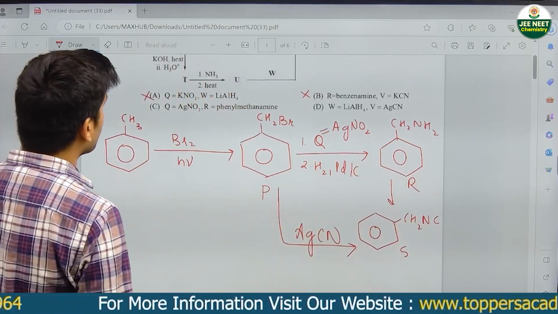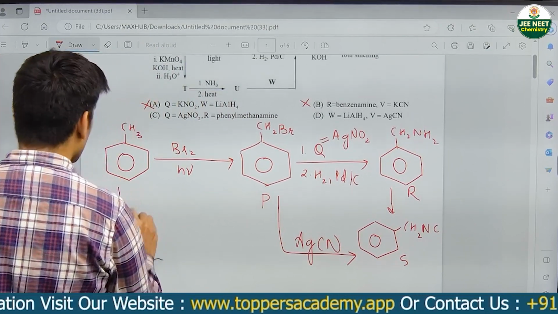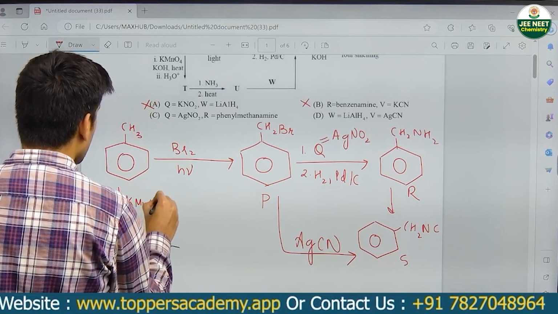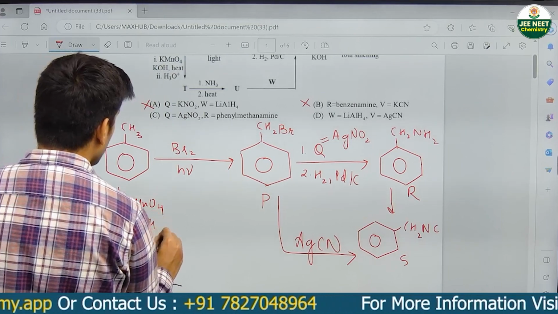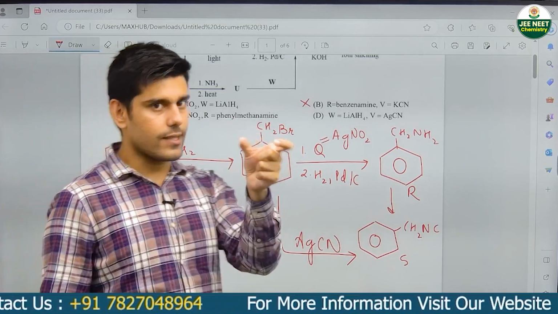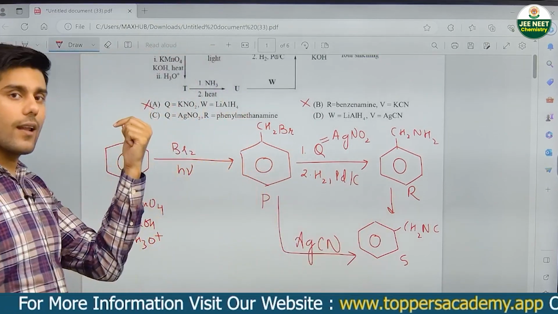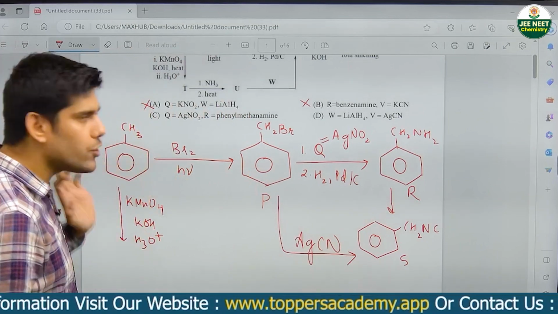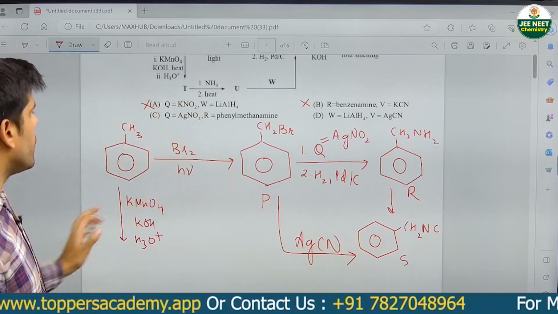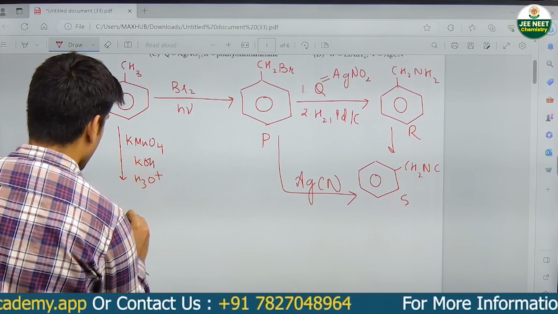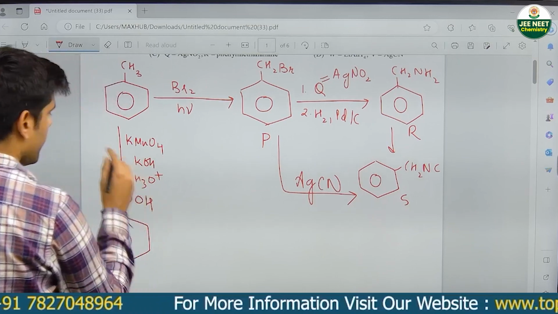Now there is another set of reactions. Toluene upon treatment with KMnO4, KOH, heat followed by hydrolysis. I have told you multiple times that when we treat it with KMnO4, KOH followed by hydrolysis, the CH3 gets converted into COOH. In fact, no matter how long this chain is, the primary condition is that there has to be an alpha hydrogen. As long as it is present, no matter how long the hydrocarbon chain is, it gets oxidized to the acid. So what we get is benzoic acid. This is our benzoic acid.